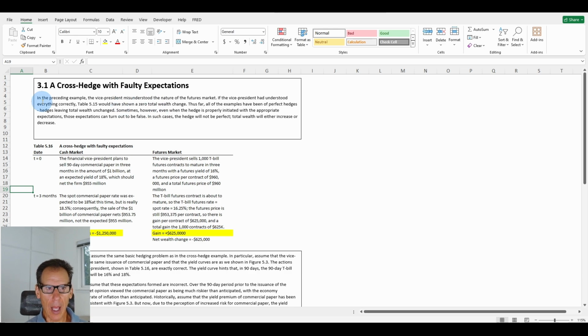In the preceding example, the vice president misunderstood the nature of the futures market. If the vice president had understood everything correctly, table 515 would have shown a zero total wealth change. Thus far, all the examples have been of perfect hedges having total wealth unchanged. Sometimes, however, even when the hedge is properly initiated with the appropriate expectation, those expectations can turn out to be false. In such cases, the hedge will not be perfect. Total wealth will either increase or decrease.